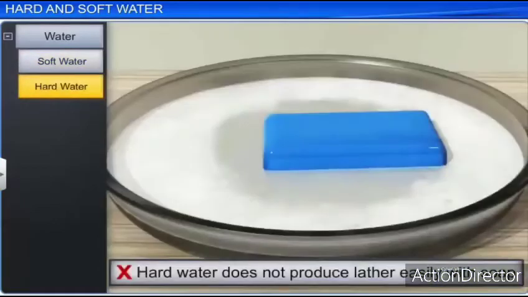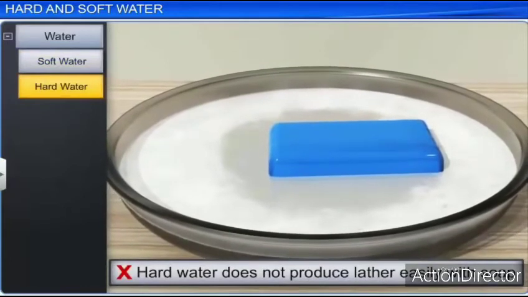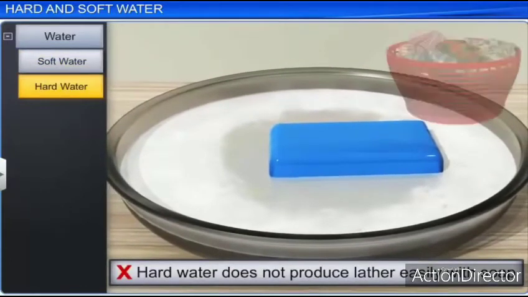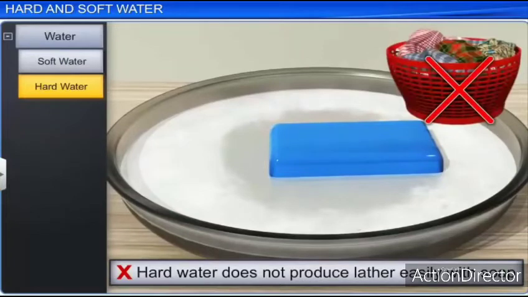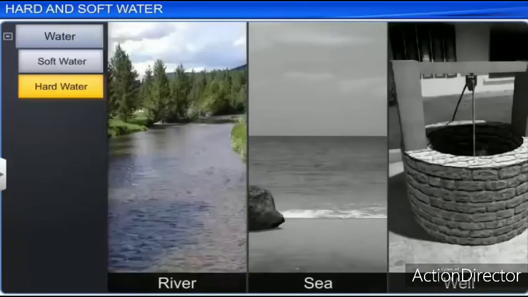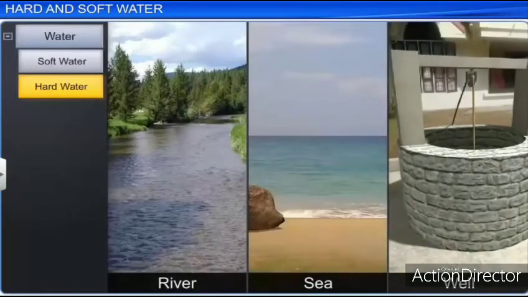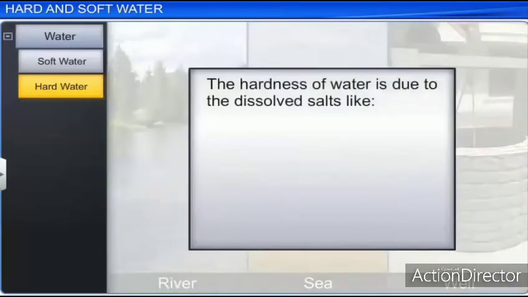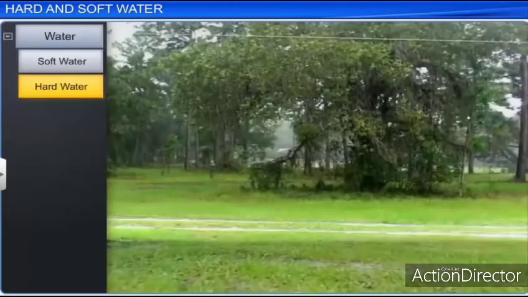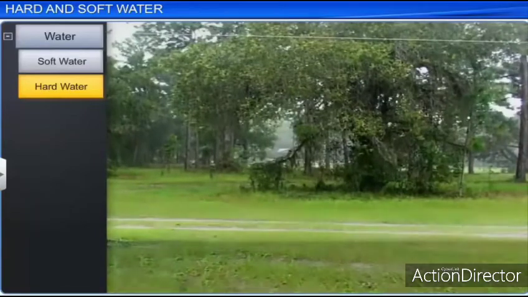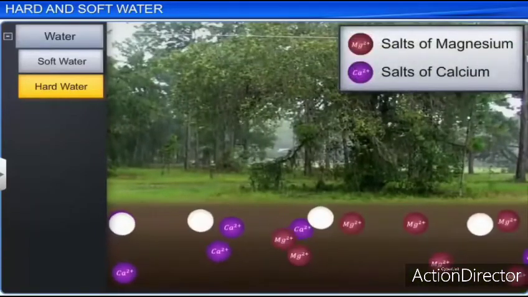Hard water, on the other hand, does not produce lather with soap easily and cannot be used for laundry. For example, river, sea, and sometimes even well water. The hardness of water is due to the dissolved salts, like bicarbonates, chlorides and sulfates of calcium and magnesium ions. When rainwater makes its way through the ground, it dissolves the salts of calcium and magnesium and turns hard.